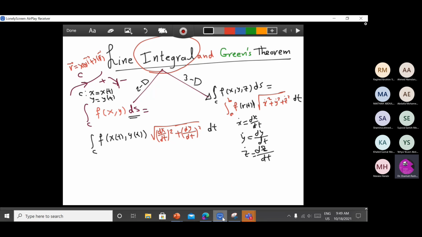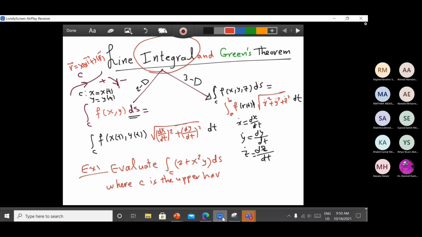That's it. This is a line integral in 2 dimensions and 3 dimensions. Let's have an example. Evaluate the line integral over a curve C for the function 2 plus x squared y ds, where C is the upper half of the unit circle x squared plus y squared equal to 1.